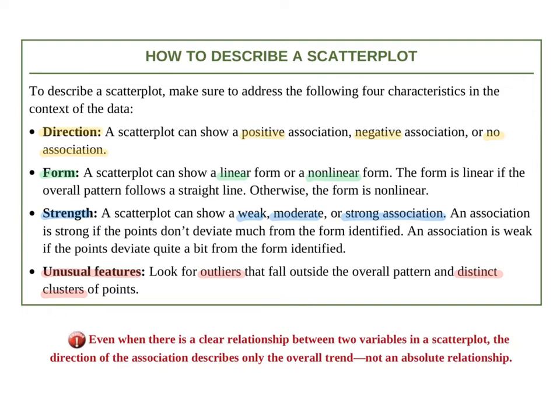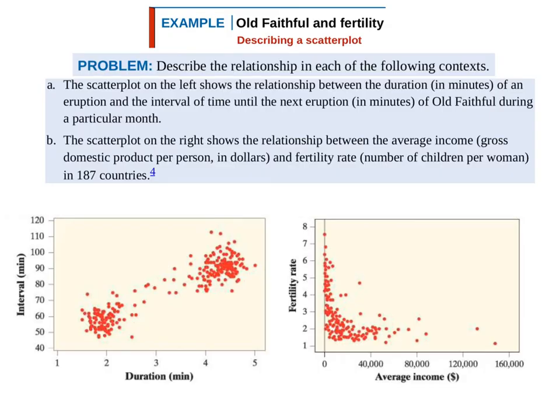Something else to note is even when there's a clear relationship between 2 variables in a scatter plot, the direction of the association describes only the overall trend, not an absolute relationship. Let's put that into practice with another example.